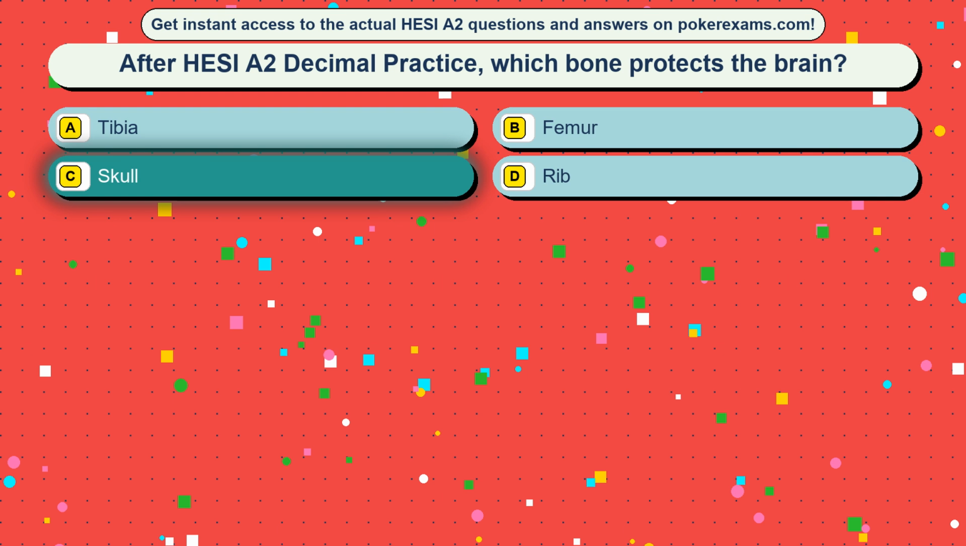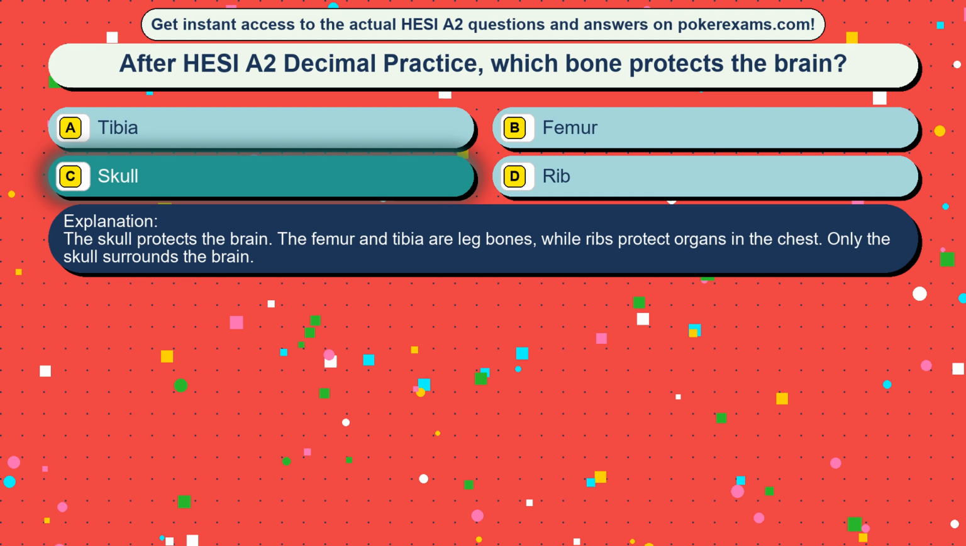The skull protects the brain. The femur and tibia are leg bones, while ribs protect organs in the chest. Only the skull surrounds the brain.